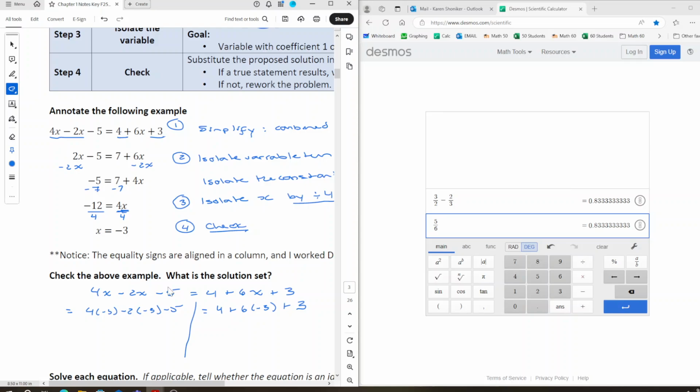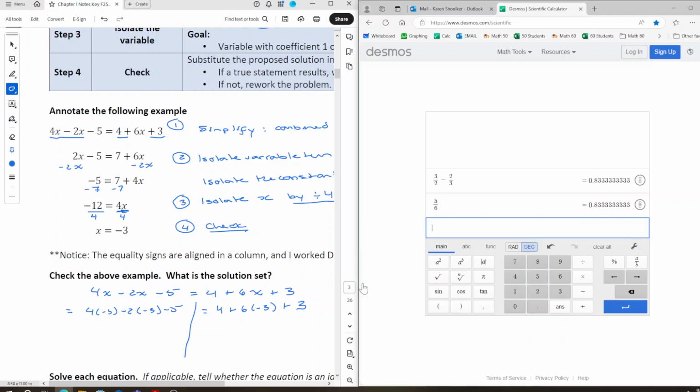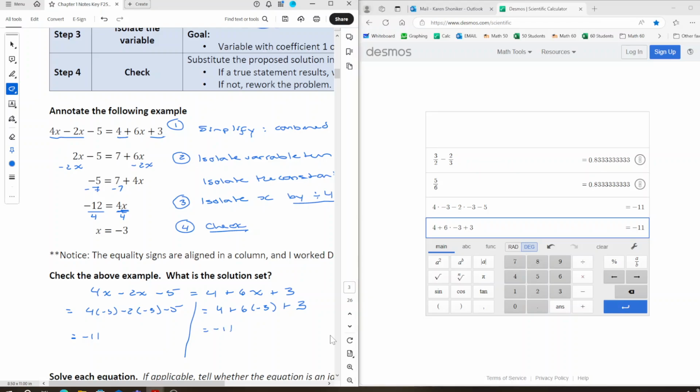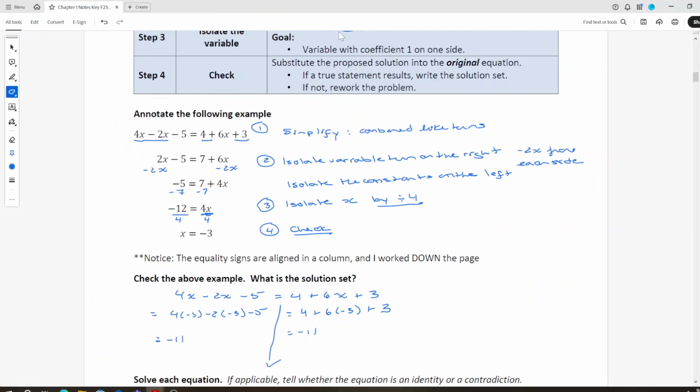So again, we're going to use a calculator. So I'm going to plug in 4 times negative 3 minus 2 times negative 3 minus 5. And that gives me negative 11. So my left-hand side of my equation is negative 11. On the right, I have 4 plus 6 times negative 3 plus 3, which is also going to give me negative 11. Yay, I solved it correctly. I can declare that my solution is negative 3.